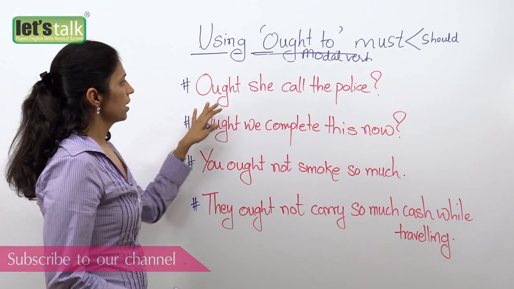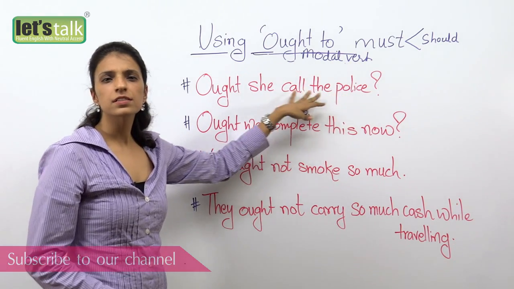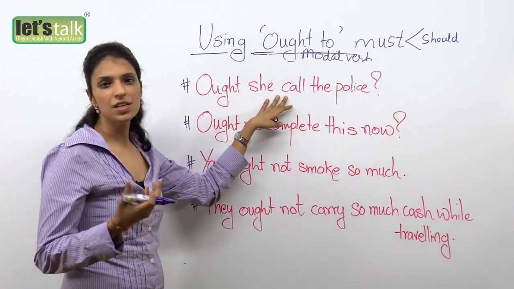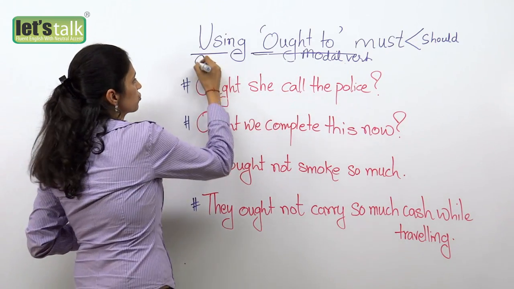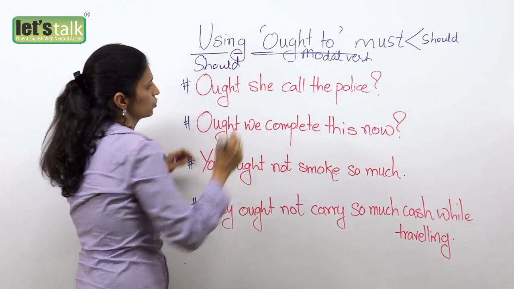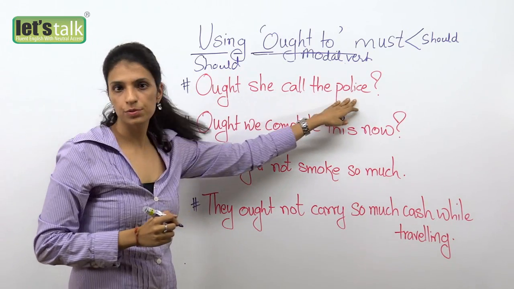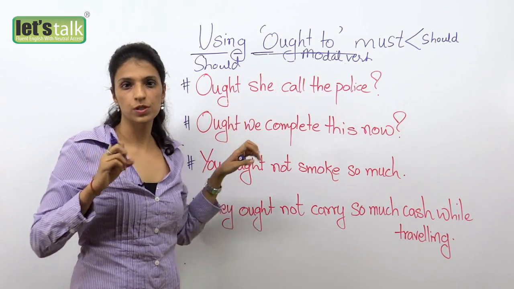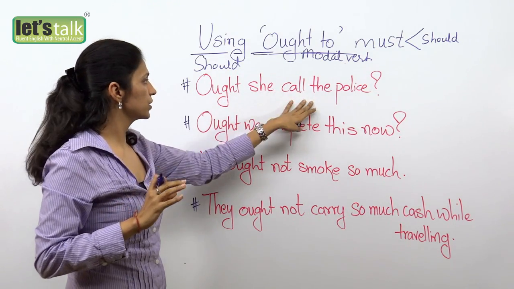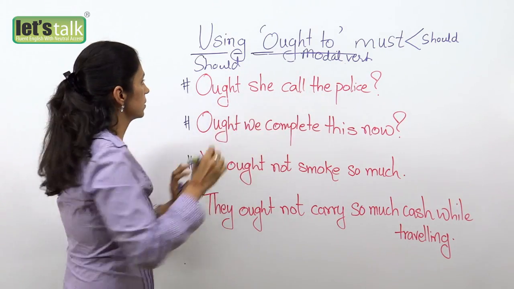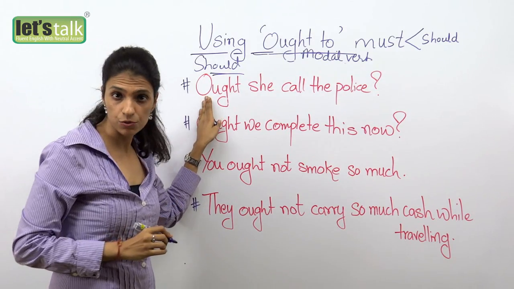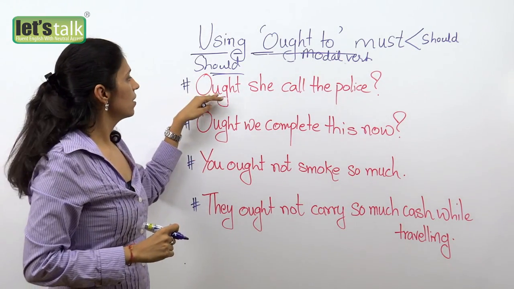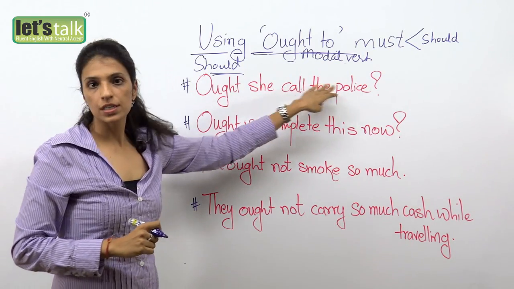Okay, so now we have, ought she call the police. Now this is not a very common way of using ought in a question. People generally prefer using should. So here you can say should she call the police, okay, or you say ought she call the police. Notice the to with ought to doesn't come in a question. So ought she call the police, like I said, it is not very commonly used in questions, but if you do, you're correct and you use it correctly. Should she call the police, ought she call the police.